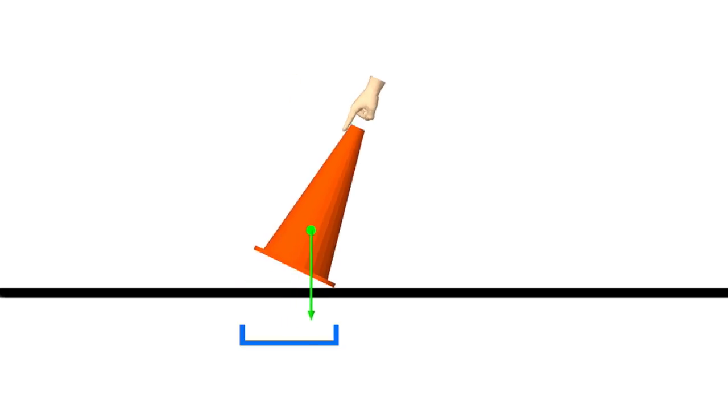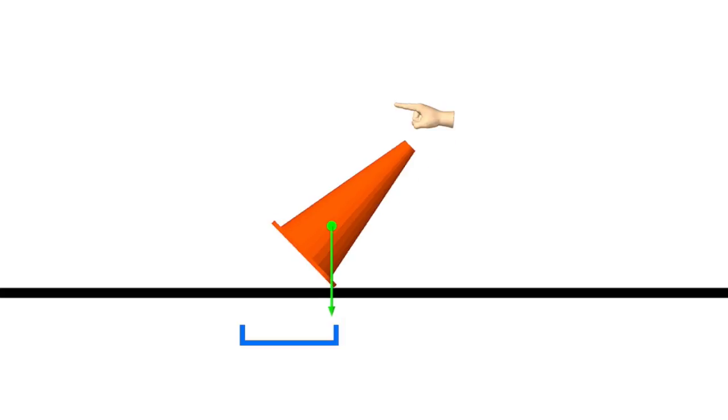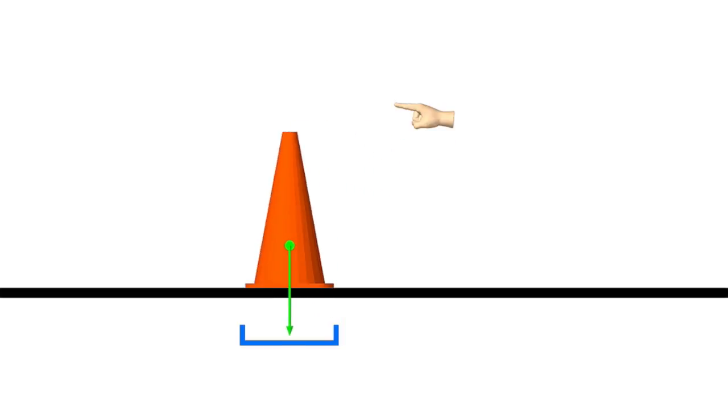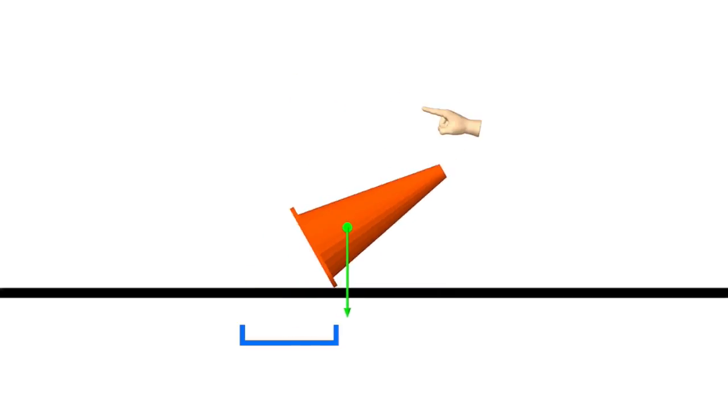First, we will tilt the cone as far as we can with the center of gravity still over the base of the cone. When we release the cone, it will return to its original position. However, if you tilt the cone far enough that the center of gravity is out past the base, the cone will tip over.